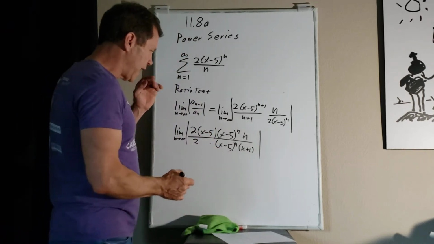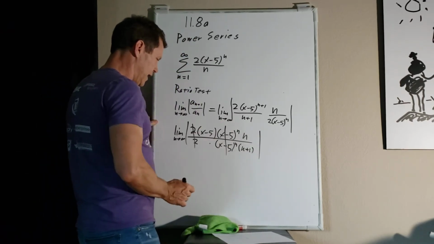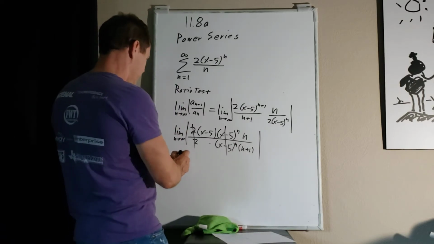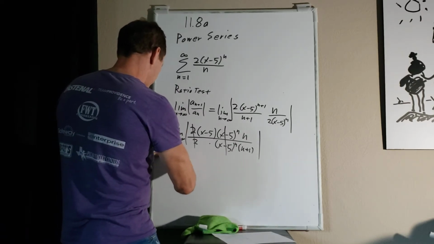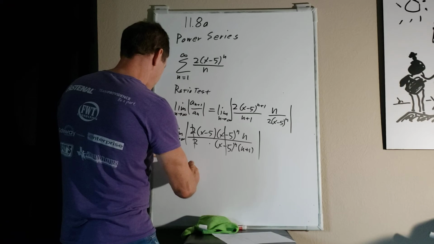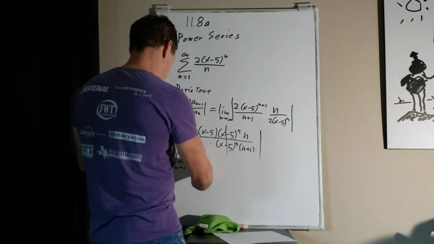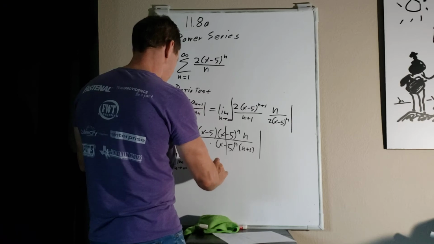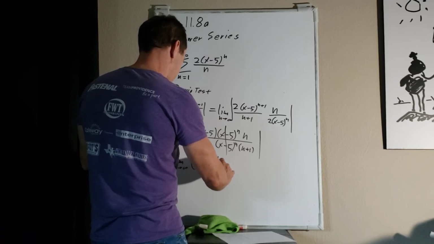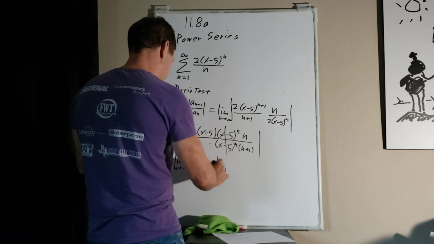So now what'll happen, these guys die, and so you're going to get the limit as n goes to infinity of what we've got now. We've got x minus 5, and then we've got n over n plus 1. You get instant absolute values.